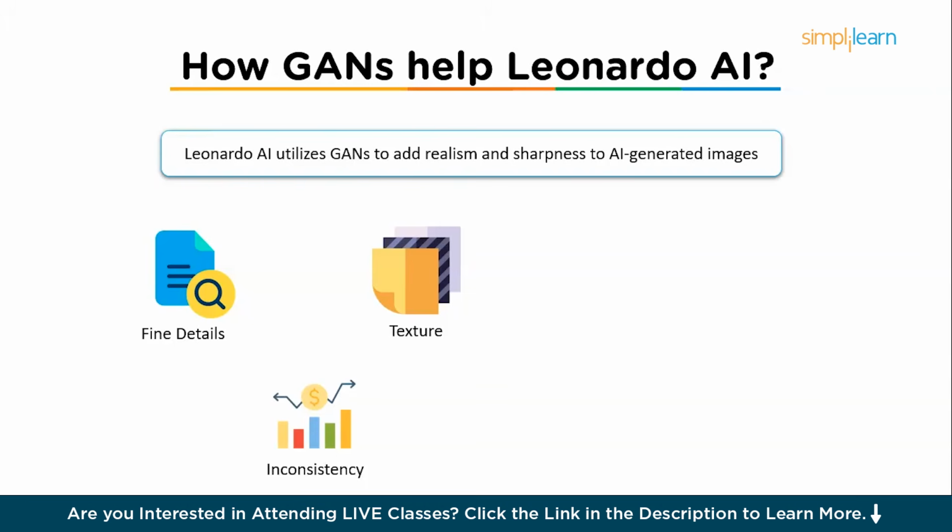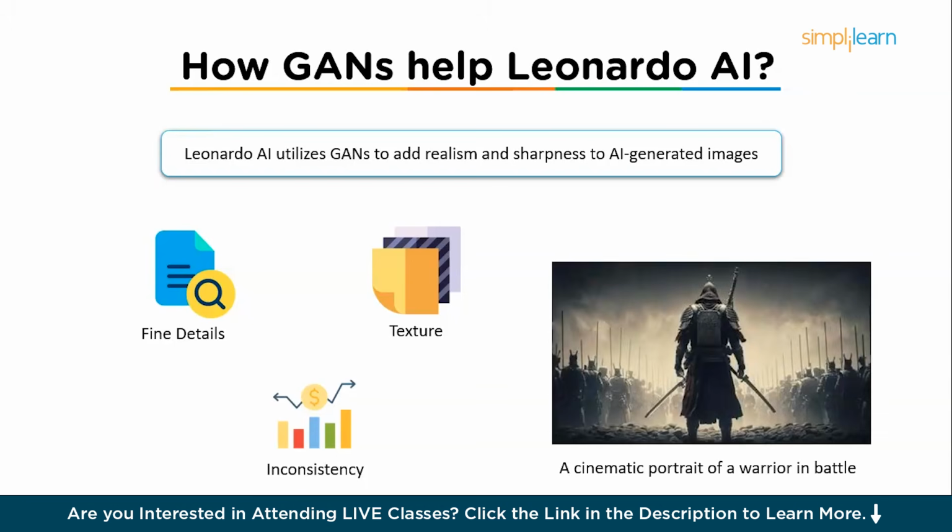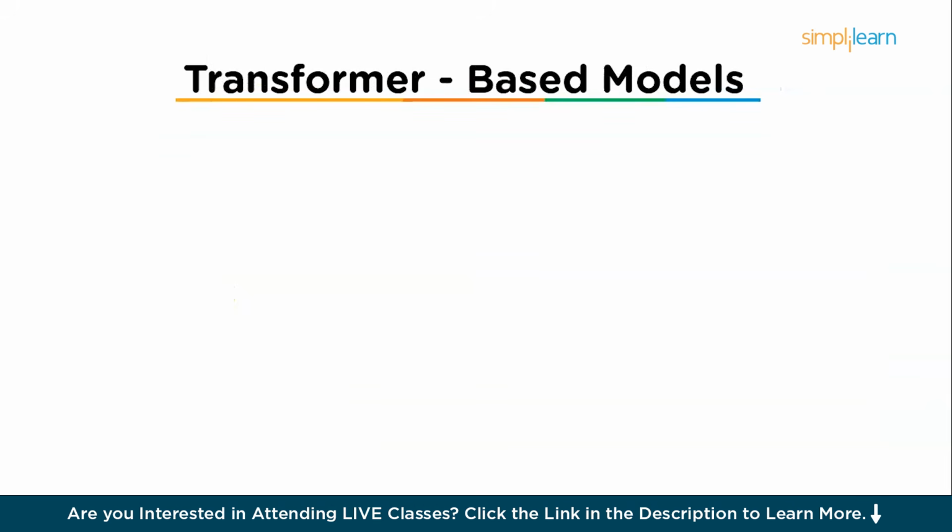For example, if a user requests a cinematic portrait of a warrior in battle, GANs help refine the facial features, armor textures, and lighting contrast to make the image look as close to a real-life photograph as possible. So without GANs, AI-generated images might lack depth and appear too artificial. Now moving on, we understand the transformer-based models, that is smart image understanding.